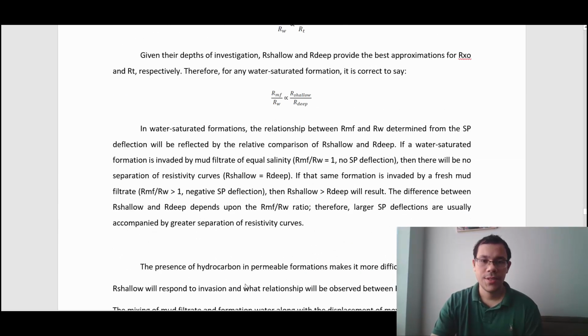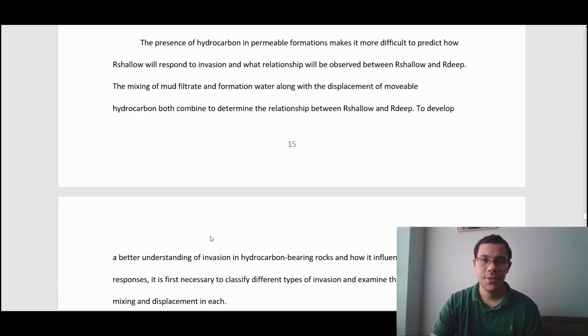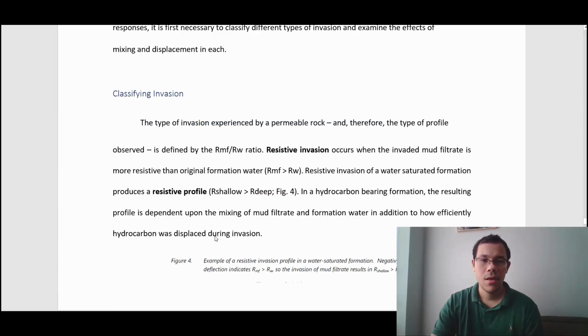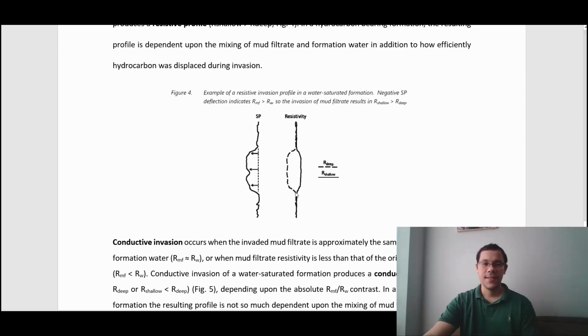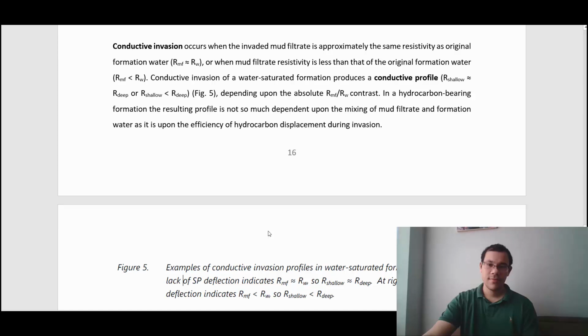Now, in this area we're comparing the SP deflection with the resistivity curve responses, and I want to talk about this. Resistive invasion. What do we mean by a resistive invasion? This is what we mean. When the resistivity of the mud filtrate is greater than the formation water resistivity, that is referred to as a resistive invasion. And they usually create a resistive profile. A resistive profile is when your shallow resistivity is greater than your deep resistivity. This is the case. A conductive invasion is the opposite.